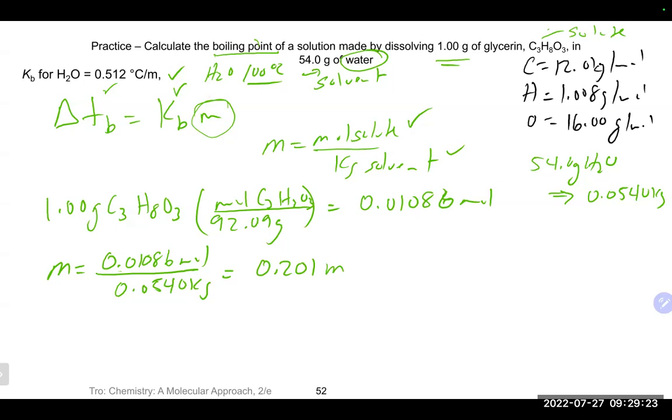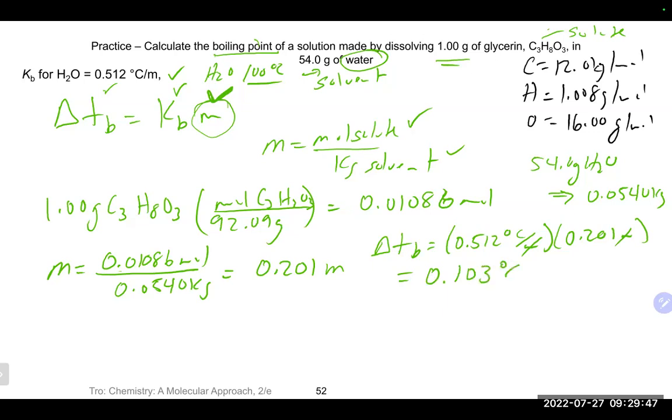That is, again, the piece of information that we need here in our boiling point formula. So now that we have that, our change in boiling point temperature would be our KB 0.512 times the molality we just calculated. The molalities will cancel. That will give us 0.103 degrees Celsius. A reminder that this number is not the actual boiling point, but that is the change in boiling point temperature.